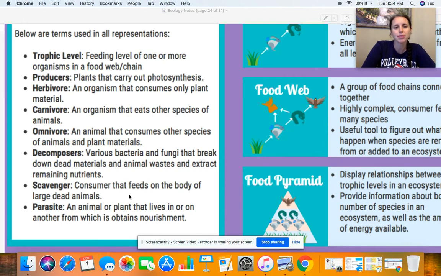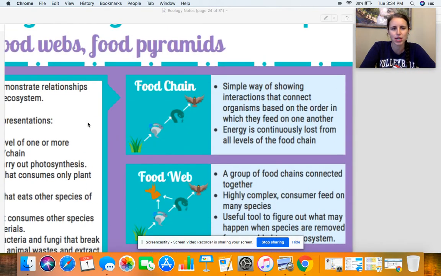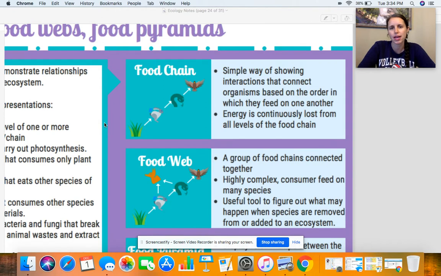Scavenger is something that feeds on the body of large dead animals. So you might have seen pictures of vultures before feeding on roadkill. Those are all examples of scavengers. And a parasite is an animal or plant that lives in or on another and from which it obtains nutrients. So parasite has kind of a negative connotation right now. We're going to be talking about parasites more when we look at different types of ecological relationships in our next block.